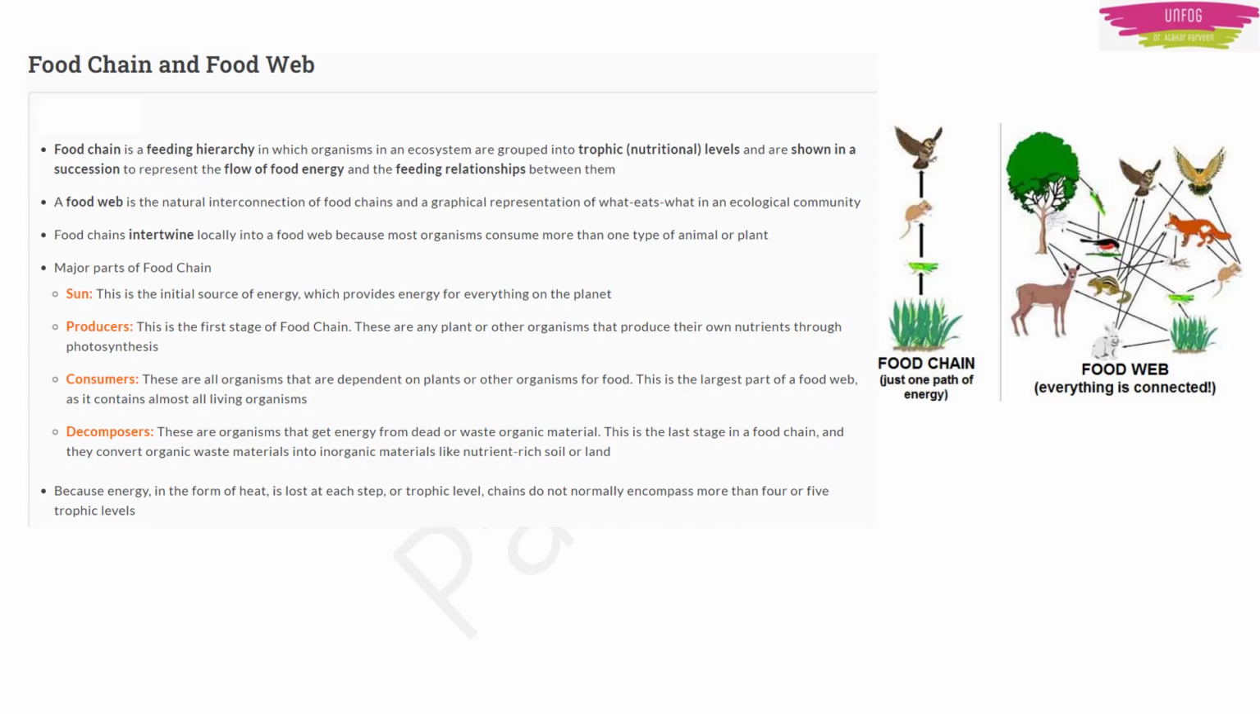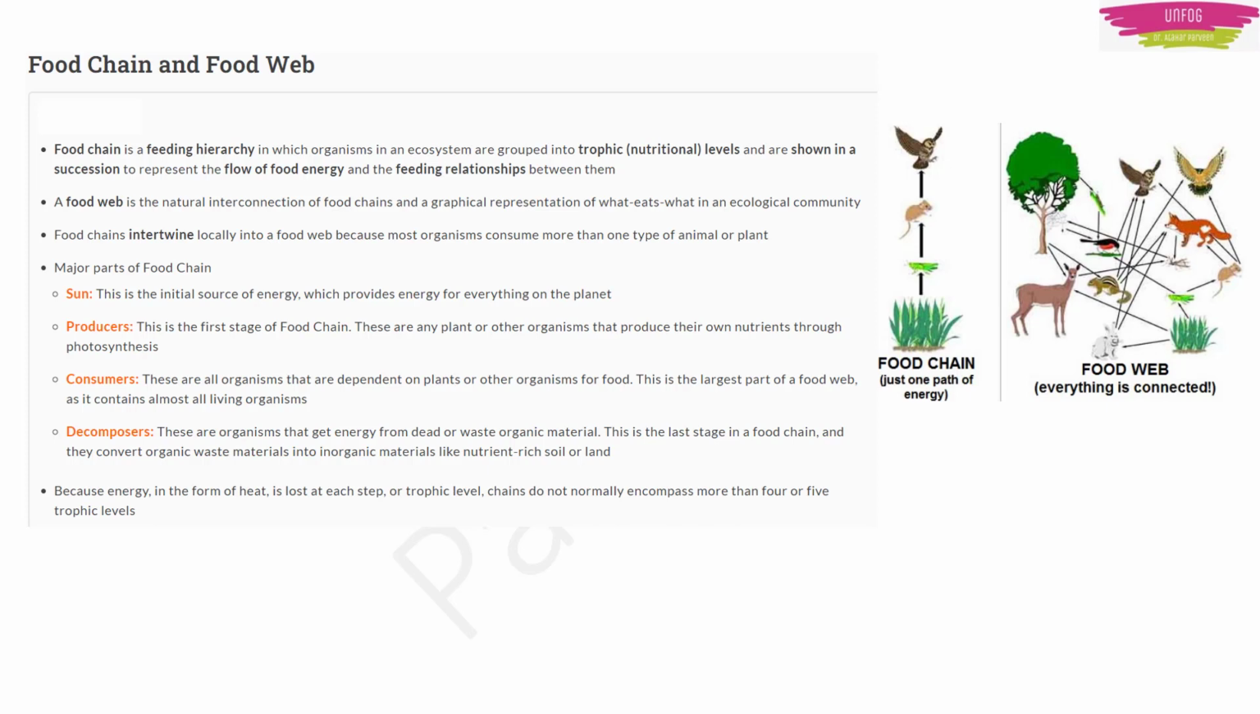This is known as food chain. But in food web, everything will be connected. When in food chain you get this eagle as the topmost thing, in food web also eagle will be there. But everything the eagle will eat, you will mention in the food web. It is like that. Okay, there are 4 major parts of food chain.